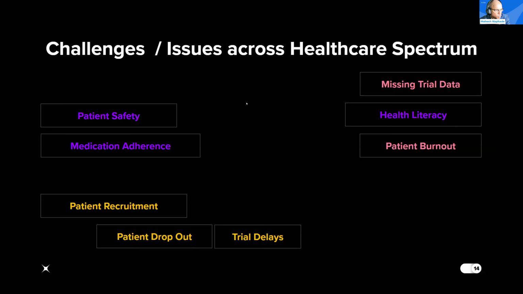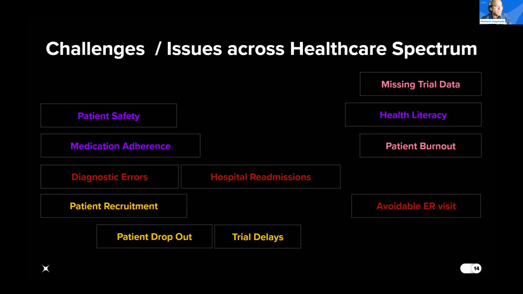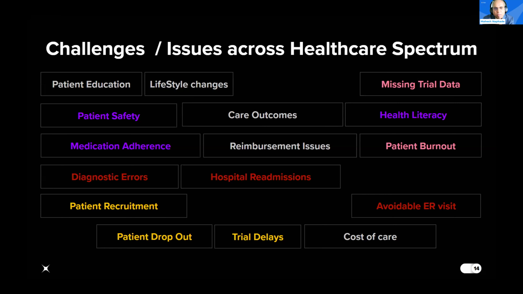Let's then turn our attention to the provider space. Diagnostic errors, hospital readmissions, avoidable ER visits. Care delivery and commercial viability these days, with outcome-based reimbursements, depend on the quality of care. They depend on reducing the number of errors, reducing hospital readmissions and reducing ER visits. So it's not just a matter of patient care, it's also the commercial viability of many of the companies, because their reimbursements depend on reducing these errors.